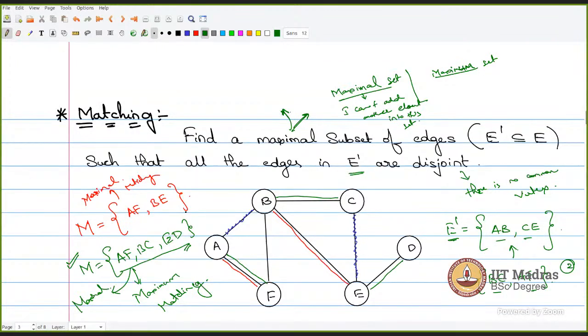What is the matching set here? Everything is a matching set. The maximal one is something where, after taking these two, we can't add one more edge into that set. So yes, that is the maximum. All 3 are matchings only. These are all maximal matchings.